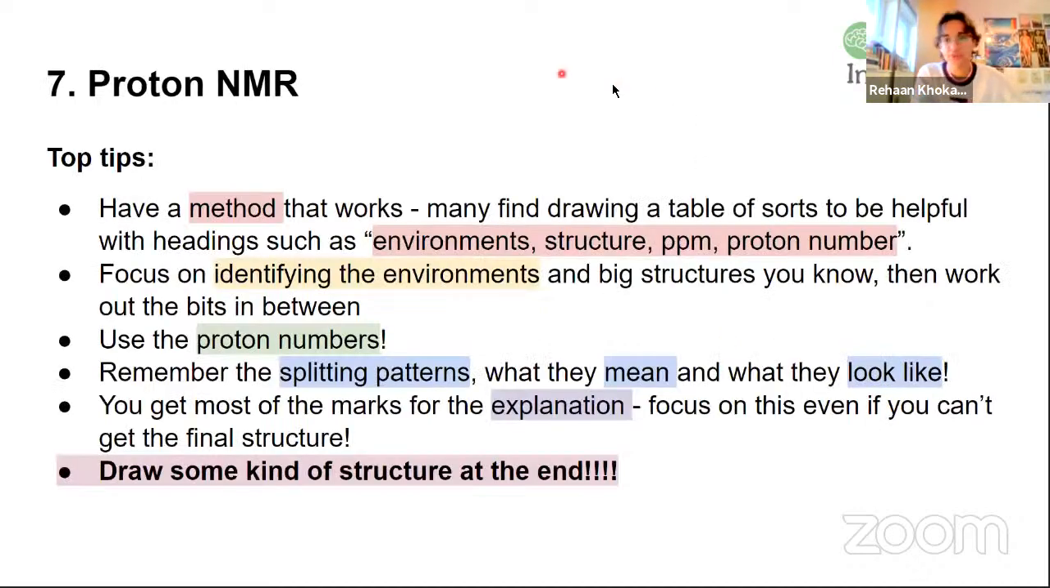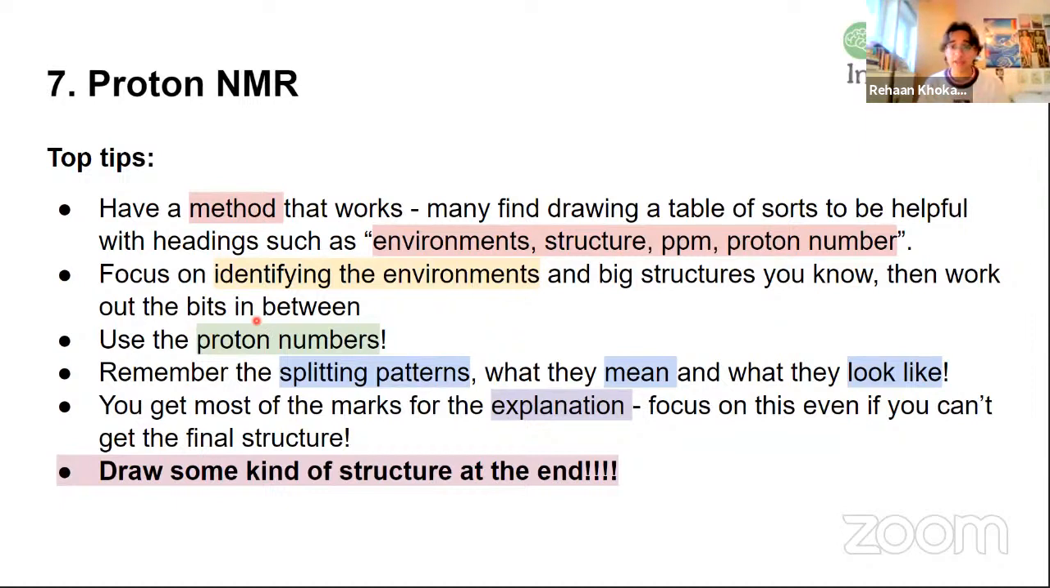Okay, so now we're going to go on to proton NMR. Now, I really like proton NMR, but I think people find this the bane of existence for A-level chemistry. But I'll go through my top tips with this and my approach to this briefly, and then you can practice. So firstly, it's important that you have a method that actually works.